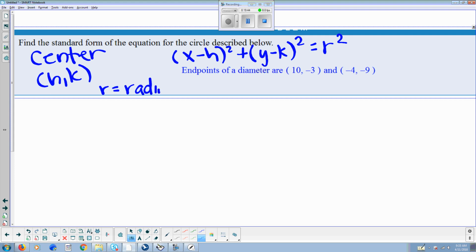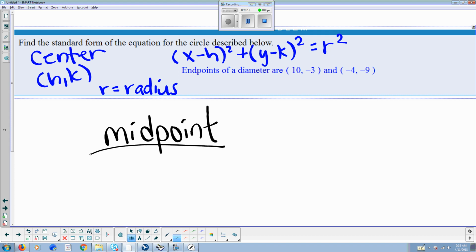Okay, this gives me the information that the endpoints of the diameter are (10, -3) and (-4, -9). If those are endpoints of the diameter, we know that a diameter has to travel through the center. To find the center, we can find the midpoint of those two endpoints of our diameter. So find the midpoint of the two endpoints of the diameter.